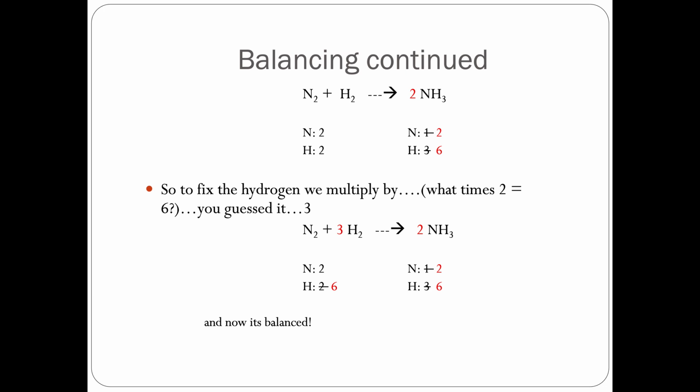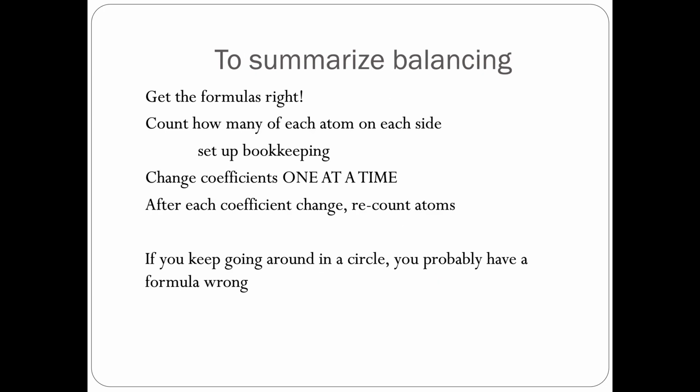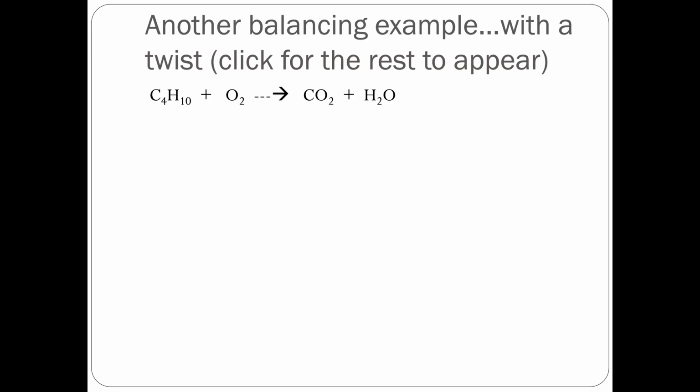And so we put a 3 there, and now we recount, and you can see that it's balanced. And I will tell you that if you keep going, if you go around in a circle, you probably have a formula wrong. So this is how you balance. So now we're just going to do a couple more.